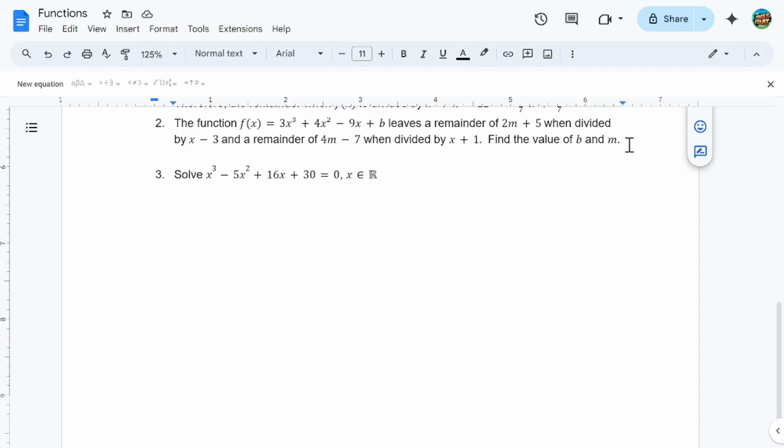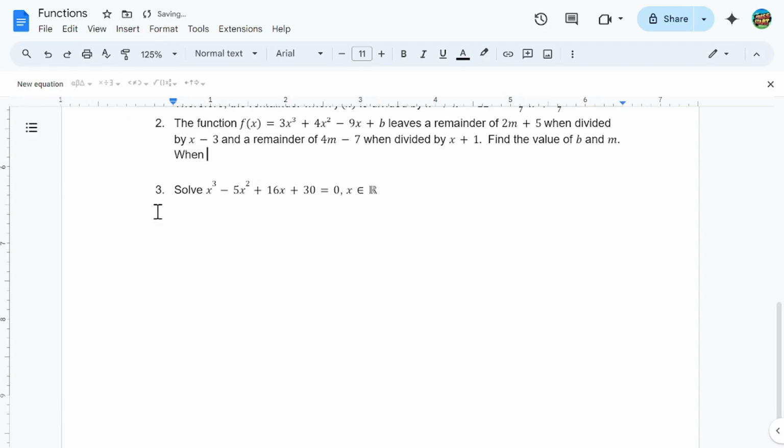We must use the remainder theorem. So to use the remainder theorem, we must have a function, a remainder, and a divisor, which we already have. And we have 2 of them. So remainder theorem is needed in this question. So when function of x is divided by x minus 3, 2m plus 5 is the remainder.